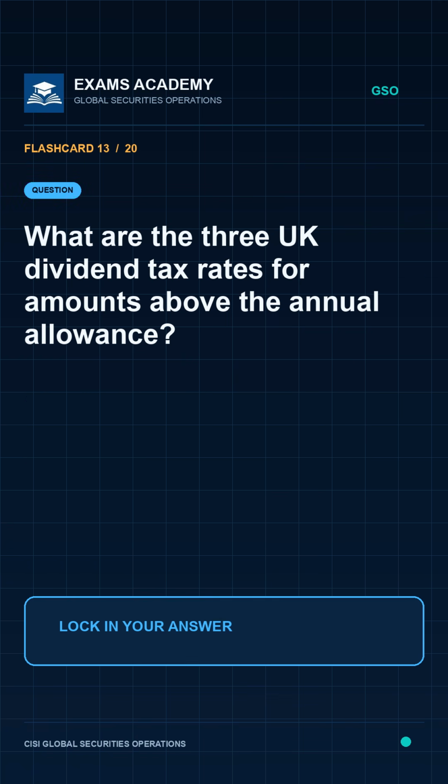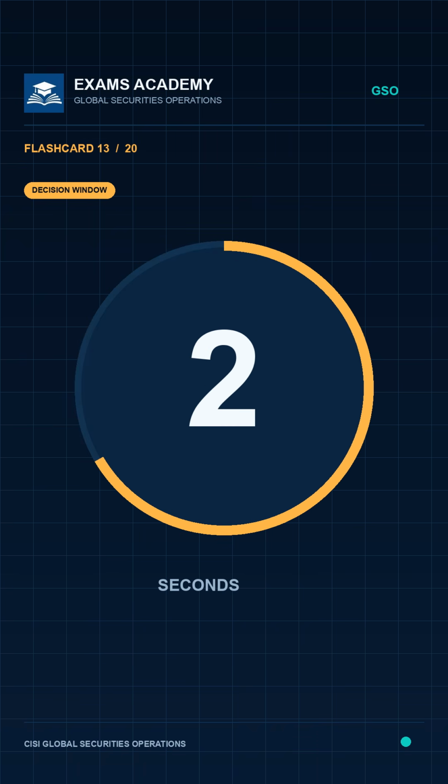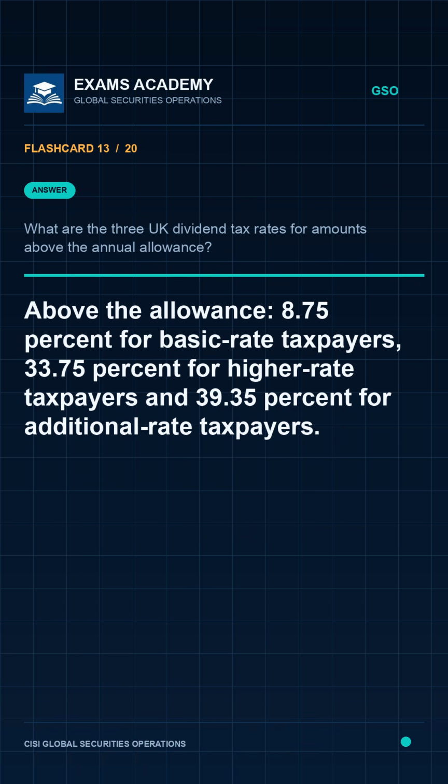Question 13. What are the 3 UK dividend tax rates for amounts above the annual allowance? Answer. Above the allowance, 8.75% for basic rate taxpayers, 33.75% for higher rate taxpayers, and 39.35% for additional rate taxpayers.